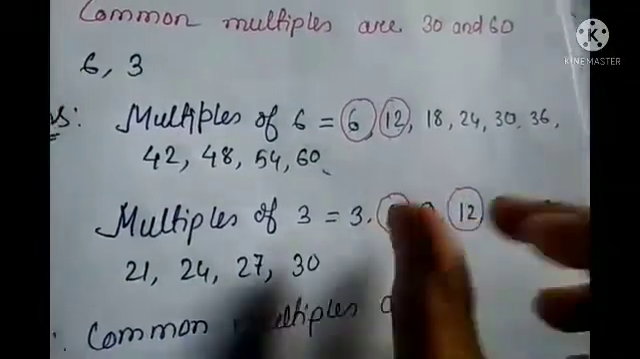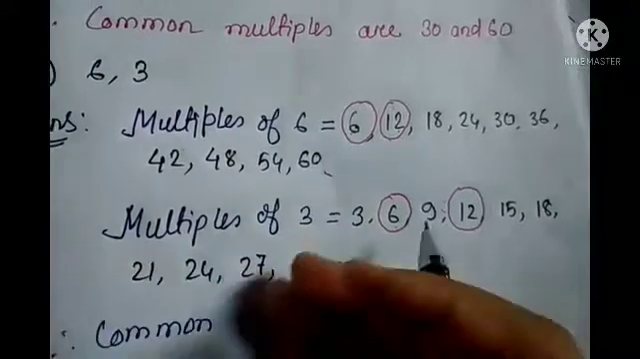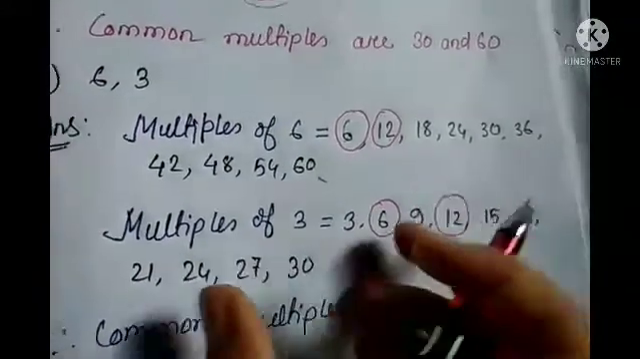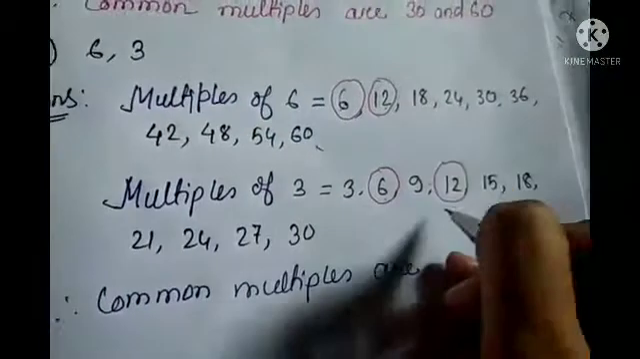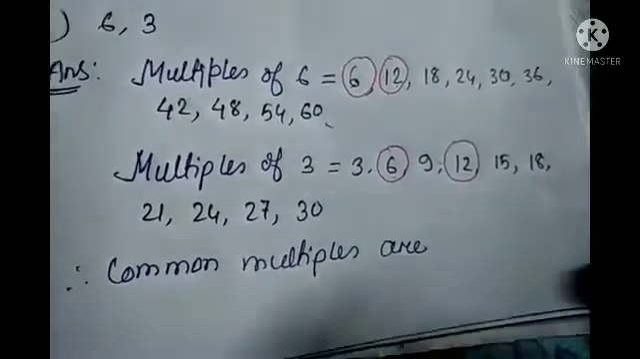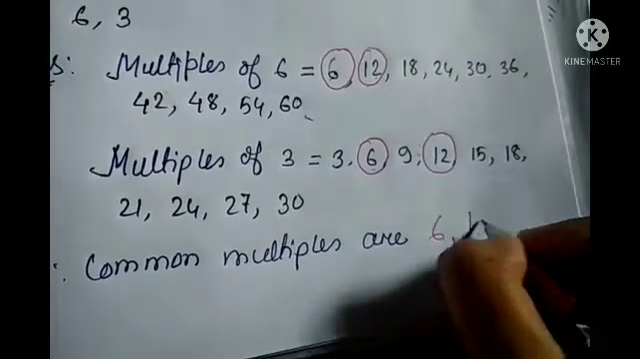So that means there is no need to go further, you will get more common multiples, but according to the question you need to find out only 2. So if you write up to this, then also okay. So what are the common multiples here? The first common multiples here are 6 and 12.